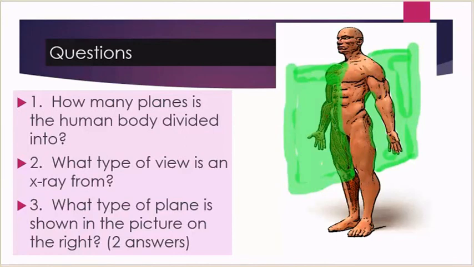Questions. Number 1, how many planes is the human body divided into? Number 2, what type of view is an X-ray from? Number 3, what type of plane is shown in the picture on the right? There can be two answers for this.